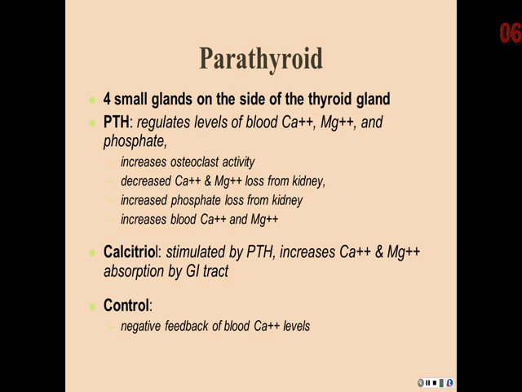The parathyroid glands are 4 small glands on the sides of the thyroid gland. They will provide the opposite effect on the blood calcium levels from the thyroid. PTH, or parathyroid hormone, will increase osteoclast activity to increase both calcium and magnesium levels in the blood. It will also increase the phosphate loss through the kidney to decrease blood phosphate. It will also trigger the production of calcitriol, which helps to increase the amounts of calcium and magnesium absorbed in the gastrointestinal tract. Control of the parathyroid is through negative feedback monitoring of blood calcium levels.